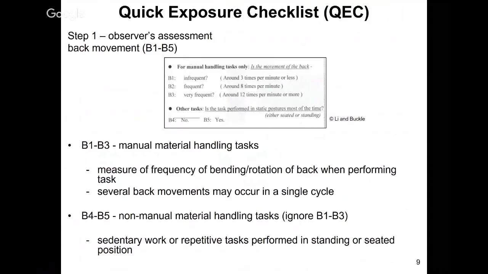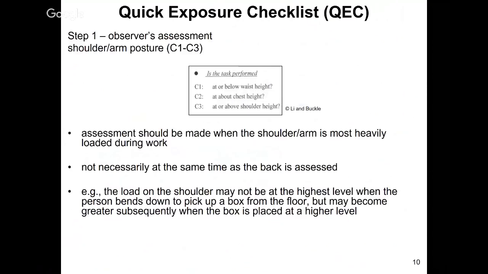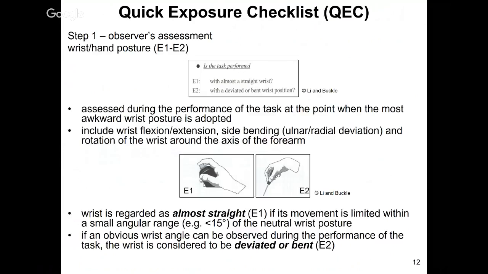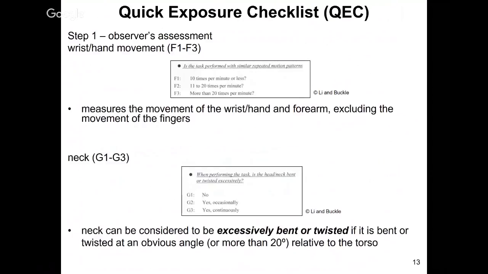And you notice up there it says observer's assessment. That's because it's not entirely based on the observer and their assessment, but also the worker's assessment of their own task. And we'll get to that portion later. But there are sections here for the back movement, for manual handling, non-manual handling, for the shoulder and arm posture and movement, and for the wrist and hand posture and its movement.